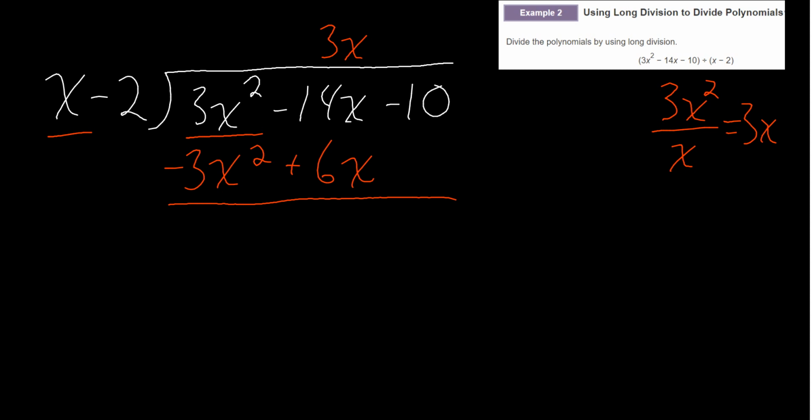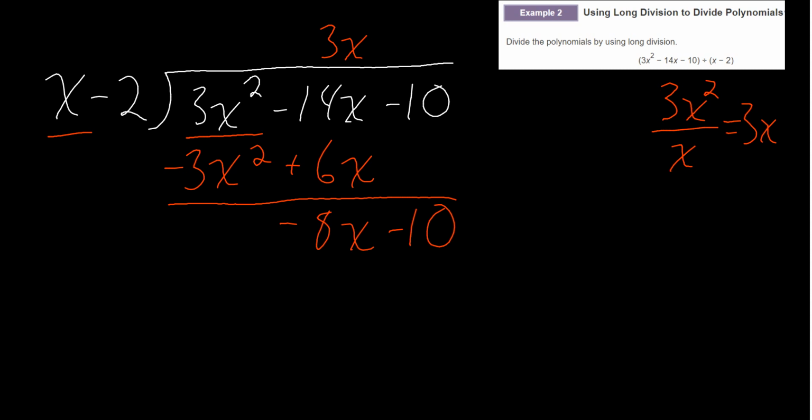Well, what's 3x squared minus 3x squared? Well, if you do it correctly, it should be 0. I did it correctly, so it's 0. What is negative 14x plus 6x? Well, negative 14x plus 6x is going to be a negative 8x, and then we bring that 10 down. Okay, that is the first iteration.